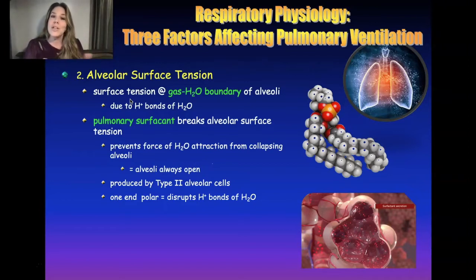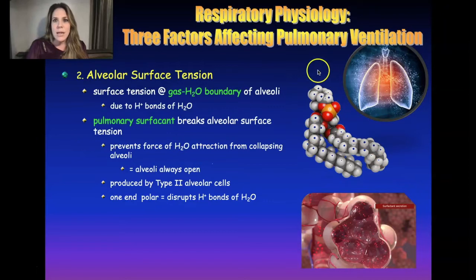So surface tension at the gas-water boundary of your alveoli is not a good thing. That tension can actually cause the alveoli to collapse, and we don't want that. Remember, we want our alveoli open at all times. So thankfully, the type 2 alveolar cells of our alveoli secrete a special substance called pulmonary surfactant. Pulmonary surfactant looks like this. This would be one molecule of it.